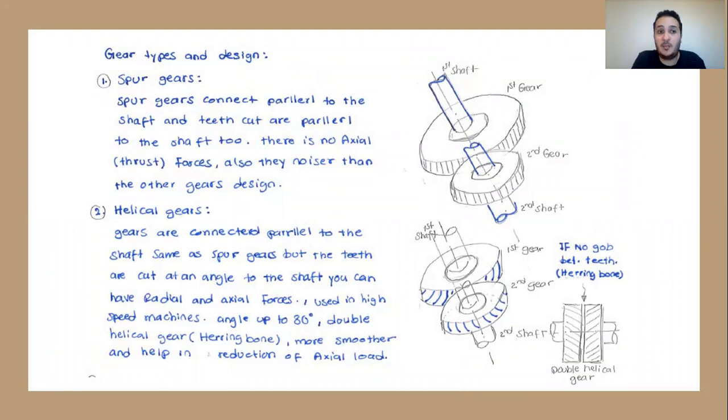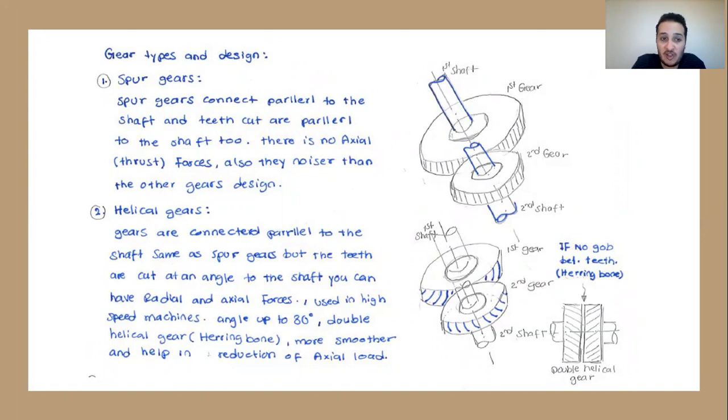The first type is the spur gear. The spur gears connect parallel to the shaft, and the teeth are cut parallel to the shaft as well. There are no axial or thrust forces. Also, they are considered a bit noisier and have more noise than the other gears.